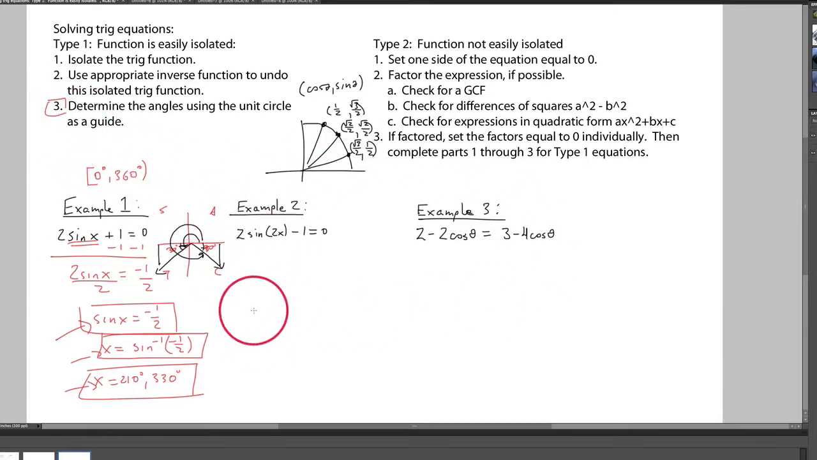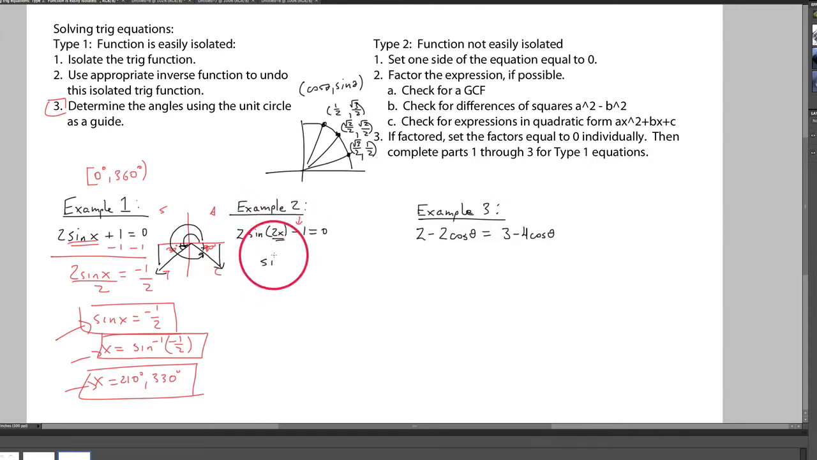The whole idea of this video is, can you isolate the trig function and undo it with an inverse trig function? So we're going to go ahead and take a look at example 2 then. Example 2, I notice, is very similar to example number 1. As a matter of fact, the only thing that I changed on it was the fact that I have 2x inside my angle, and I made this a negative. So we're going to switch some things around here. We're going to add the 1 and divide by 2.